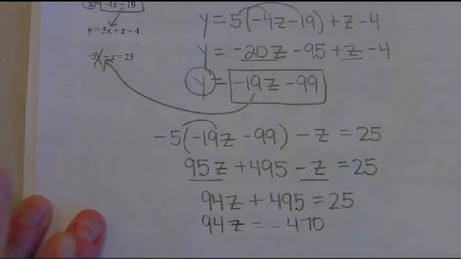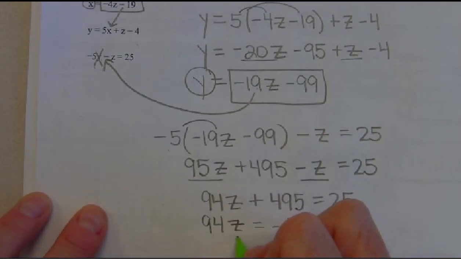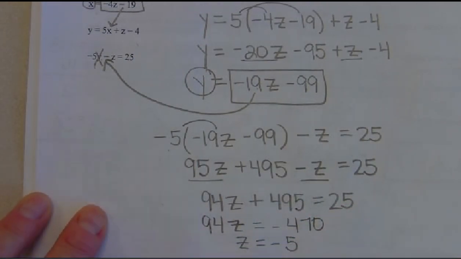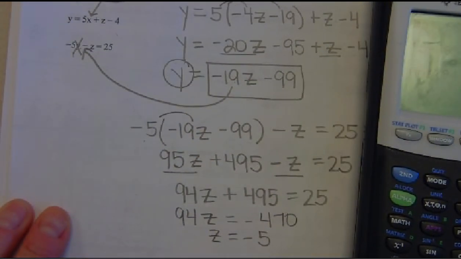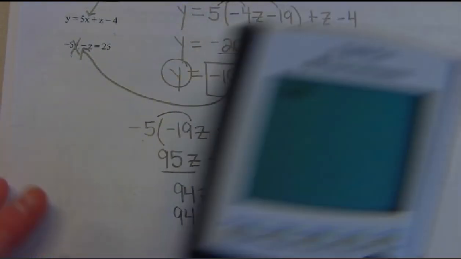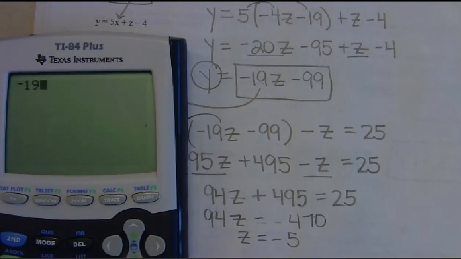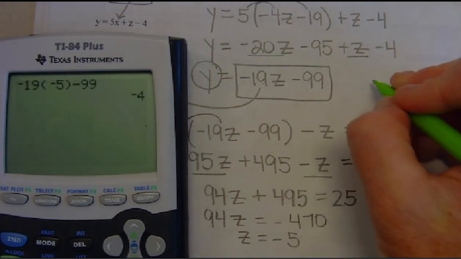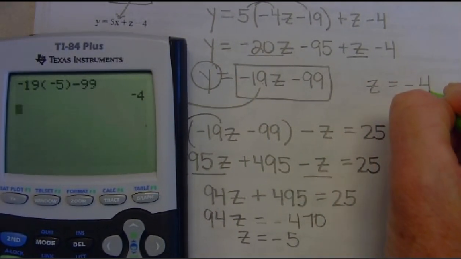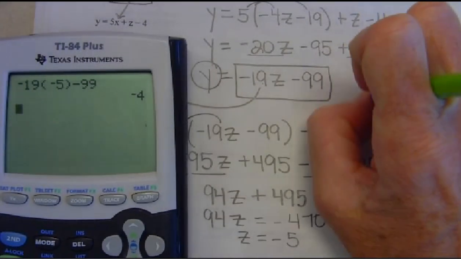I'm going to divide that by 94, and my z is going to equal negative 5. Once I get z equal to negative 5, I'm going to plug it back in here. So I'm just going to go negative 19, I'll try and show you over on this side, times negative 5 minus 99, and y is negative 4.